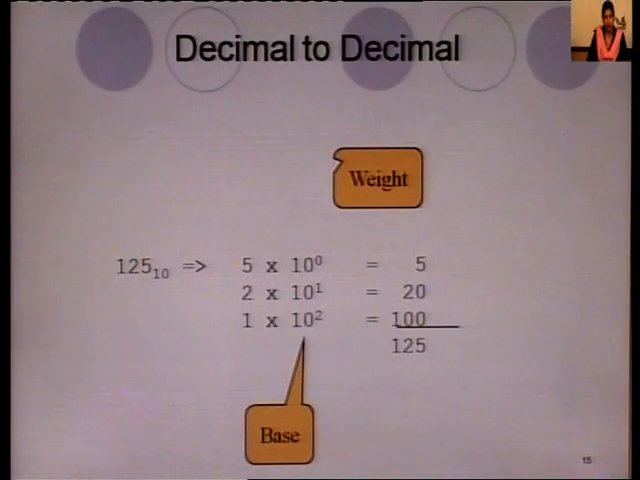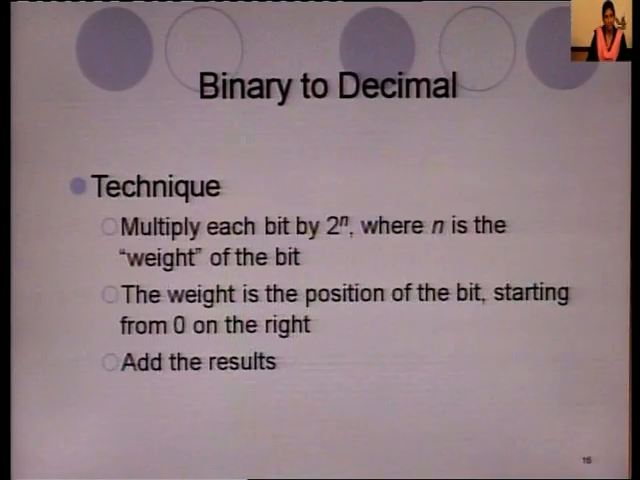In general, we multiply each digit by 10 raised to power n, where n is the position of the digit. Then all the results are added, and we get the result. We gave the input 125, and the result is also 125. So this is the technique to convert from one number system to another. Now we will discuss binary to decimal conversion.